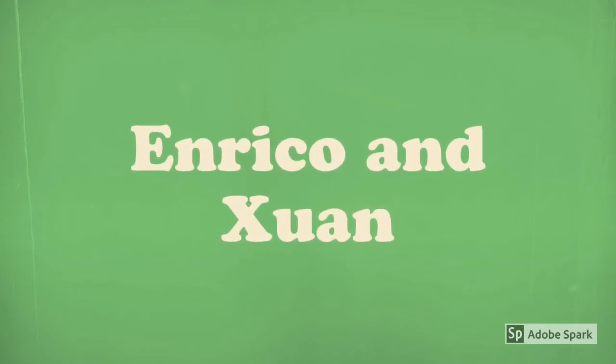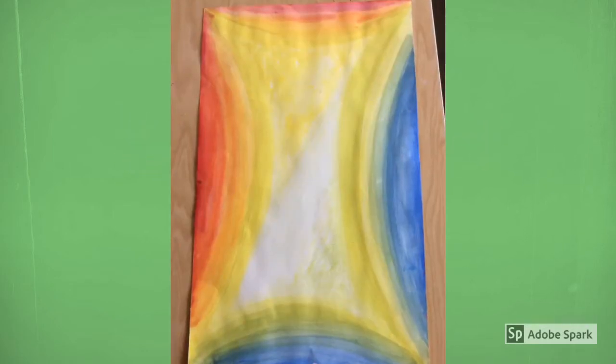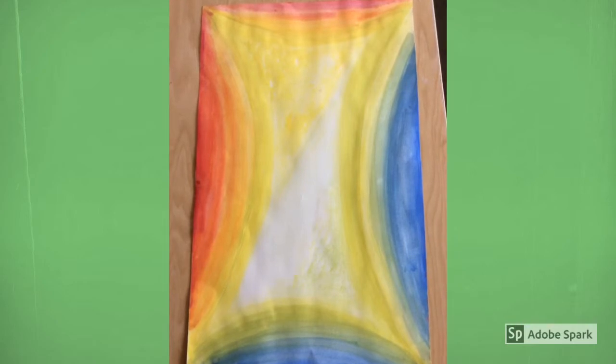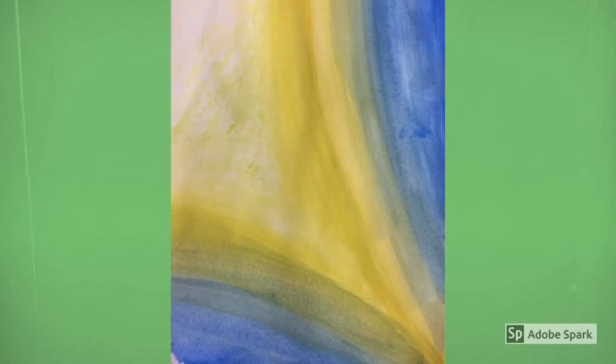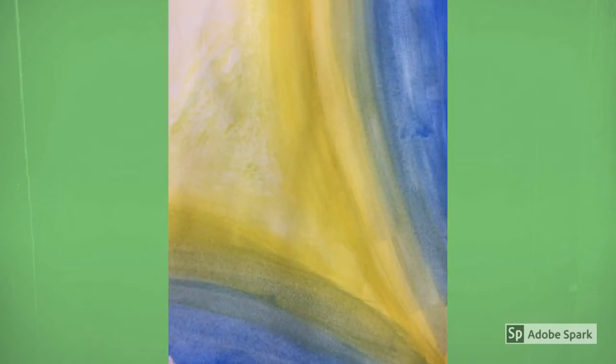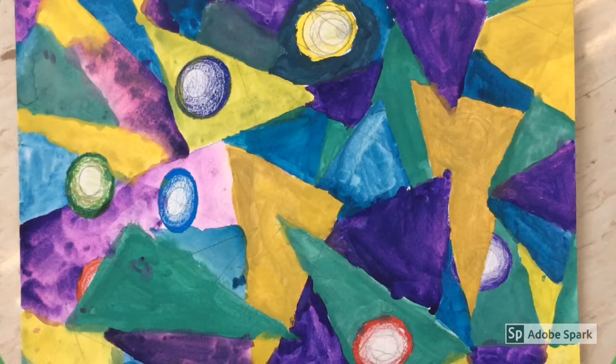Our names are Enrico and Swan. We use the mathematical concepts of perfect symmetry, repetition, and geometric curves in this piece. The art concepts we used were gradients, layering, and hues.